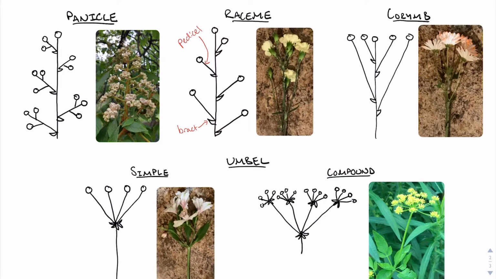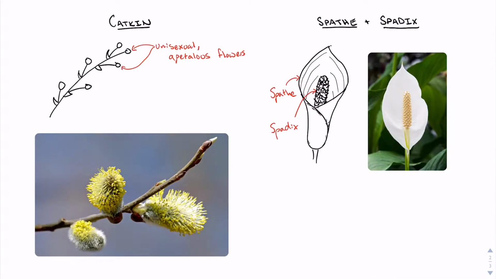Alternatively, an inflorescence may connect individual flowers to the peduncle by another stalk called a pedicel. The panicle, raceme, corymb, and simple and compound umbel inflorescences are examples of this type of inflorescence. There are also some unique inflorescences. The Catkin inflorescence has unisexual flowers that lack petals, and the spadix is a type of spicate inflorescence where the flowers are tightly packed onto a fleshy stem and surrounded by a large bract known as the spadix.